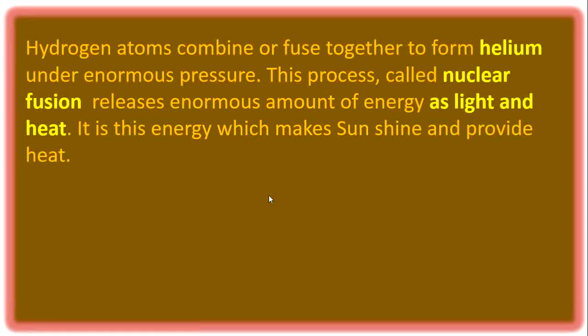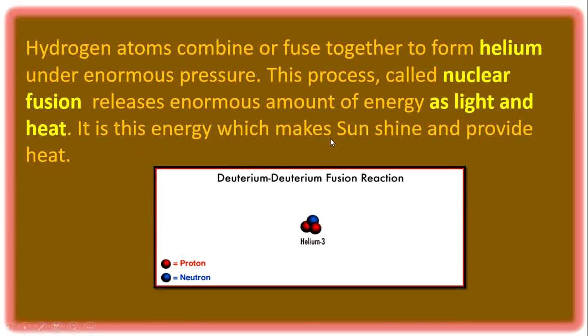Next, hydrogen atoms combine or fuse together to form helium under enormous pressure. This process, called nuclear fusion, releases an enormous amount of energy as light and heat. It is this energy which makes sunshine and provides heat. What is the meaning of fusion? When two compounds combine together, it is called fusion. So during this process, it produces an enormous amount of energy in terms of light and heat. Now this energy produces sunshine, and also it provides the heat.